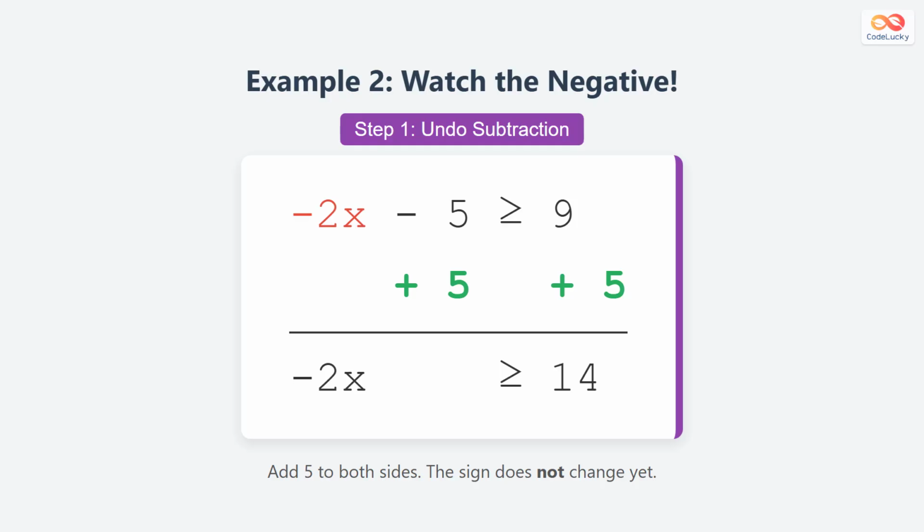Let's try a problem where this rule applies. Negative 2x minus 5 is greater than or equal to 9. Step 1 is still the same. Undo the subtraction. We add 5 to both sides. 9 plus 5 is 14. We bring down the negative 2x. Notice that adding numbers never changes the inequality sign.